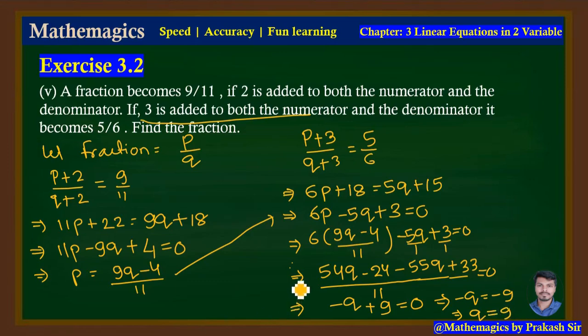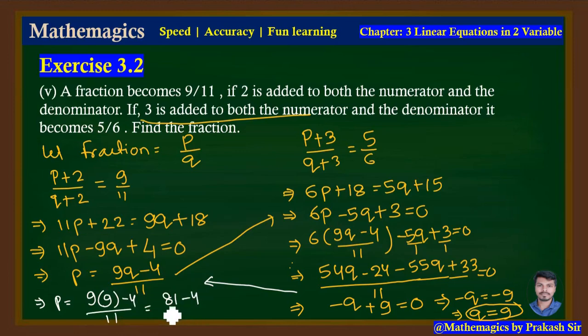As we got the value of q is equal to 9, I'm just going to put it here in the p part. So this value we are going to put here. This implies that p is equal to 9 into q, which is again 9, minus 4, divided by 11, is equal to 9 nines are 81 minus 4 divided by 11. 81 minus 4 becomes 77 divided by 11. So p is equal to 7.